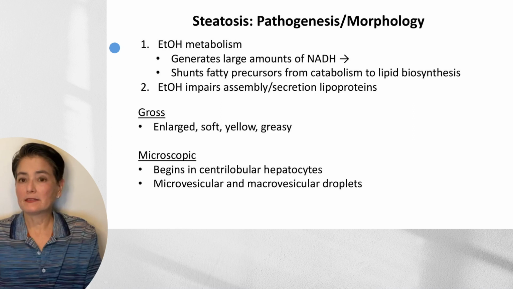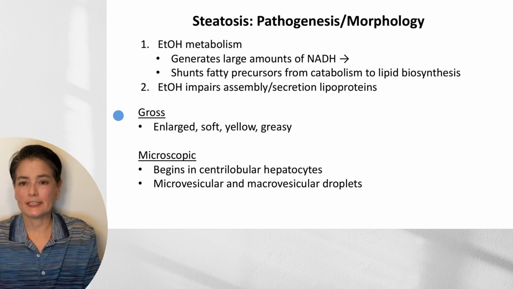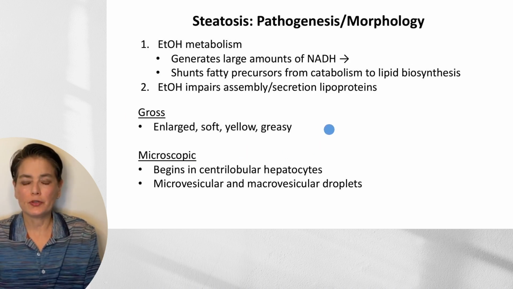Ethanol metabolism, as I mentioned, is going to generate large amounts of NADH. When we have large amounts of NADH, it's going to shunt our fatty precursors from catabolism to lipid biosynthesis, which can then accumulate in the hepatocytes. Furthermore, alcohol itself impairs the assembly and secretion of lipoproteins, thereby again retaining fat within the hepatocyte. Now, grossly, the liver is going to be markedly enlarged and heavy. It will be soft and yellow, as well as greasy due to the large amount of lipid.